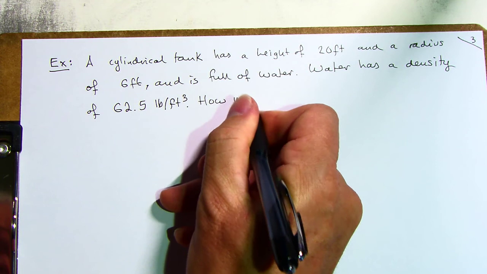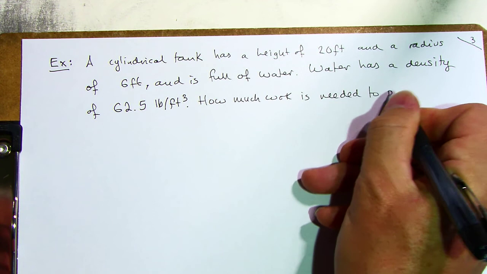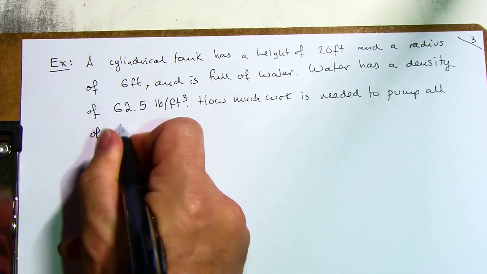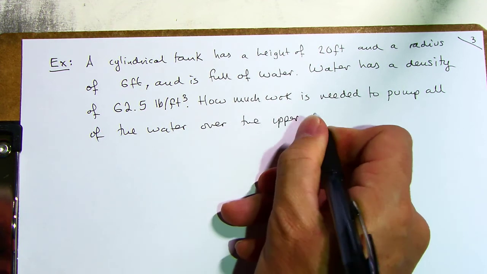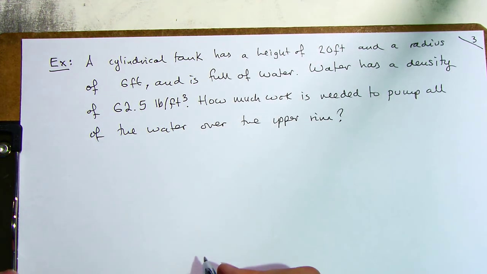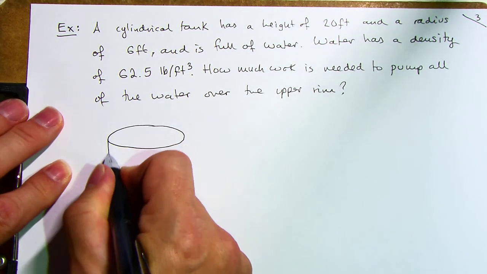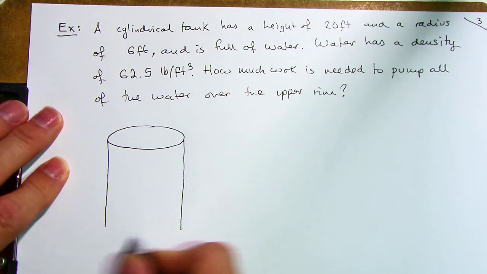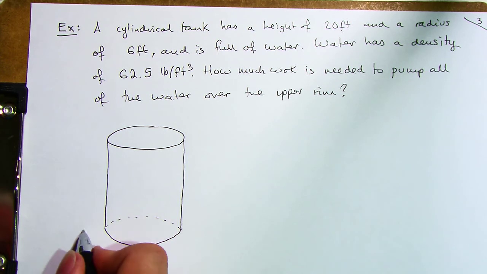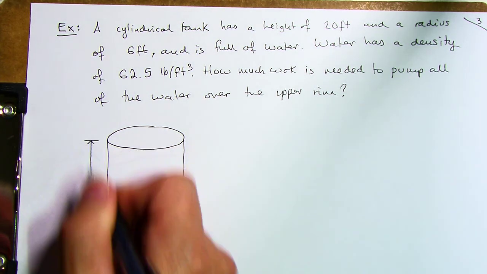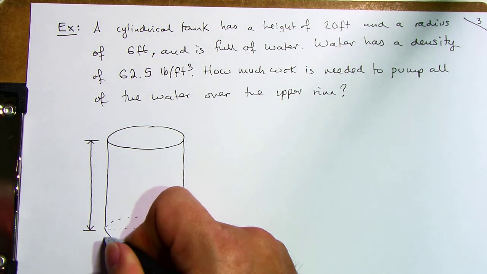How much work is needed to pump all of the water over the upper rim of the tank? All right, so let me draw a picture of what's being described. So we have a cylindrical tank, and it's 20 feet deep. So let's say that this is 20 feet here. It's full of water, and we know that this is 20 feet. We know that its radius here, this distance here, is 6 feet.